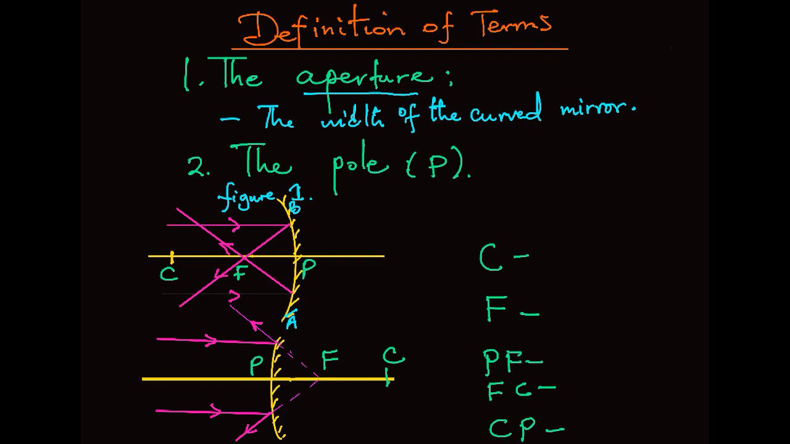We also have the pole. Considering the same diagram, we have a line that passes through the center of the mirror. This is an imaginary line that passes through the center of the full width AB. This line meets the mirror at a point. The point where the line meets the mirror is what we call the pole. So in definition, we say that the pole is the center of the mirror. It is the optical center, or the geometrical center, of the mirror.